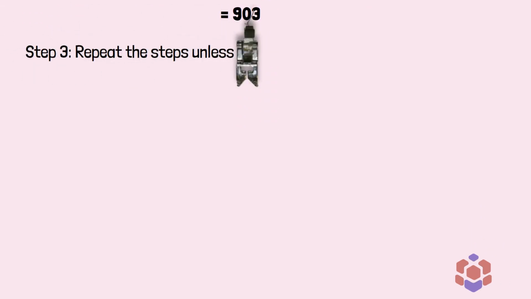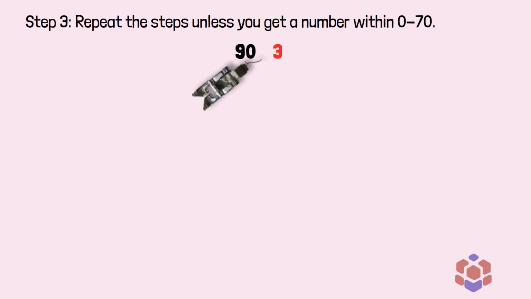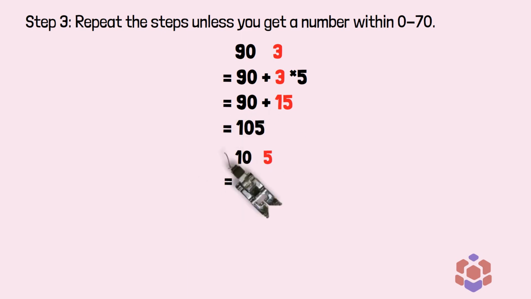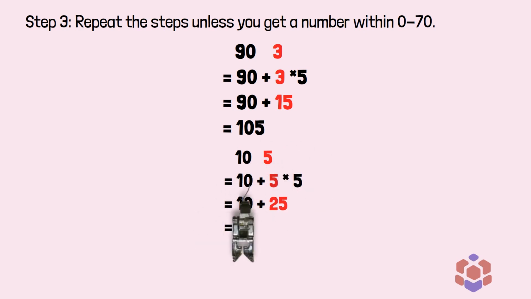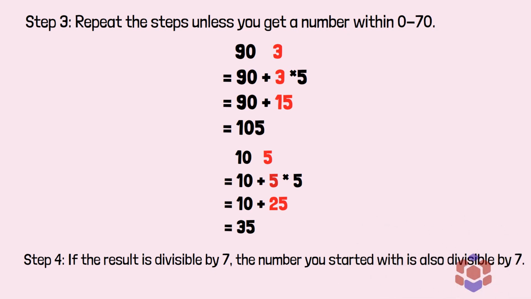Now step 3 is to repeat the steps until you get a number within 0 to 70. So, for our example we will separate the number 903 as 90 and 3. Then, first we multiply 3 by 5 and then add it to 90, which gives 90 plus 15 equal to 105. As the result is not yet between 0 and 70, we will repeat the steps. Separate the unit digit of 105 as 10 and 5. Multiply 5 by 5, which is 25, and add it to 10, which gives 35. 35 is divisible by 7, so the number we started with will also be divisible by 7.